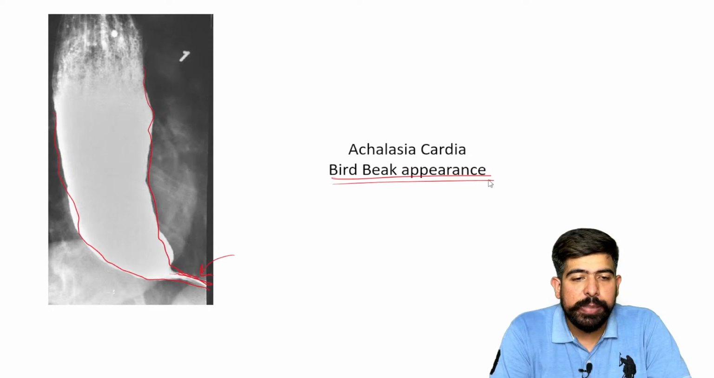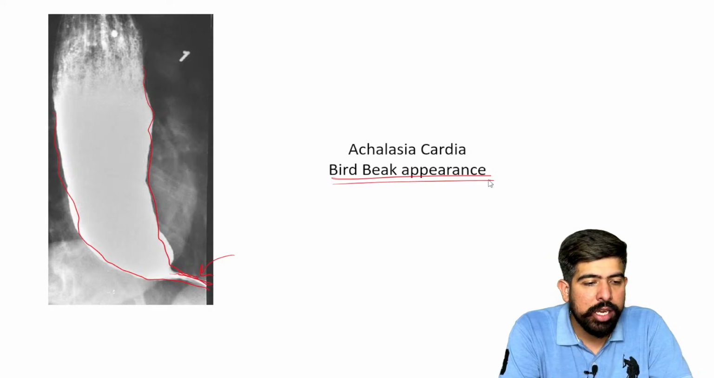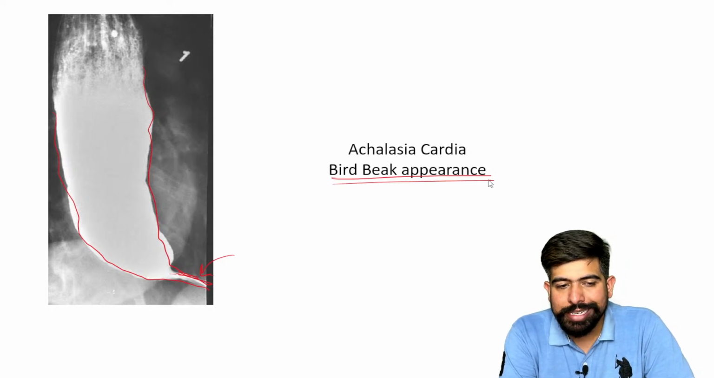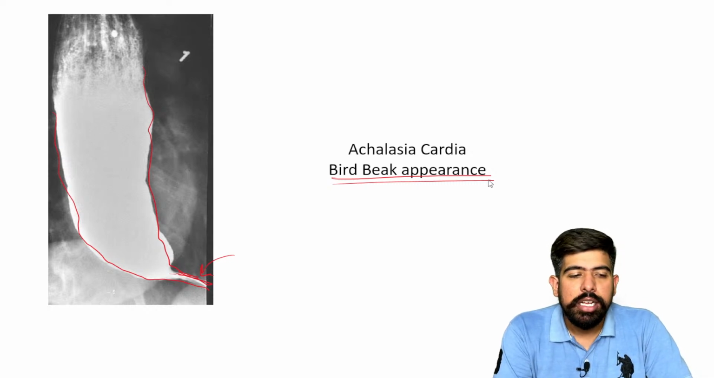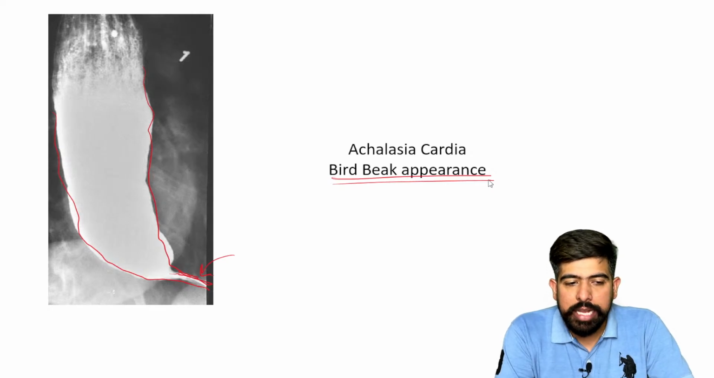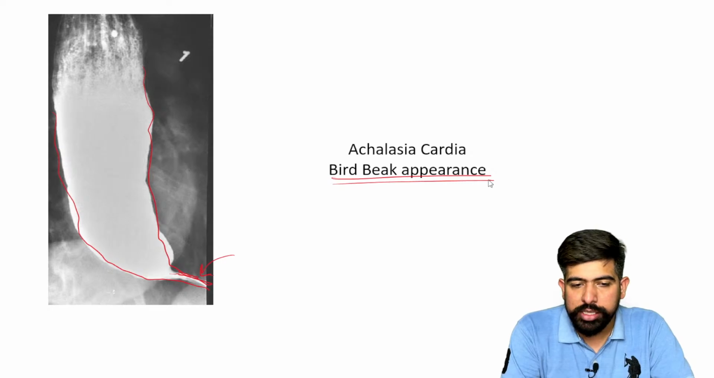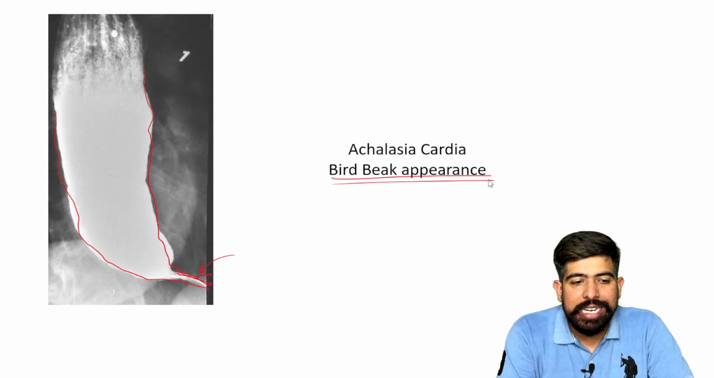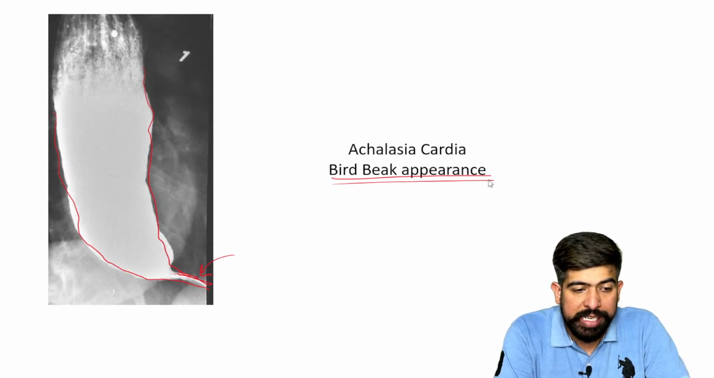And particularly, guys, please remember that this bird beak appearance is seen in the condition of achalasia cardia. I hope you know about achalasia cardia. You studied it well in surgery, so please remember it. This is frequently asked in your FMG exam: bird beak appearance is seen in achalasia cardia, or esophagus cancer. So I'm going to help you identify here how this bird beak appearance and this rat tail appearance look. So please remember it.